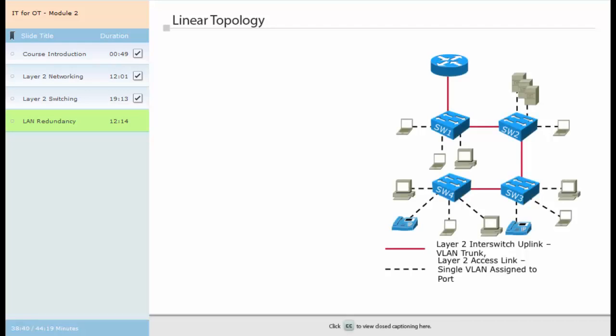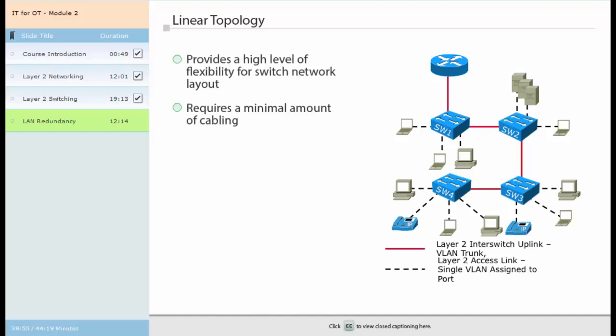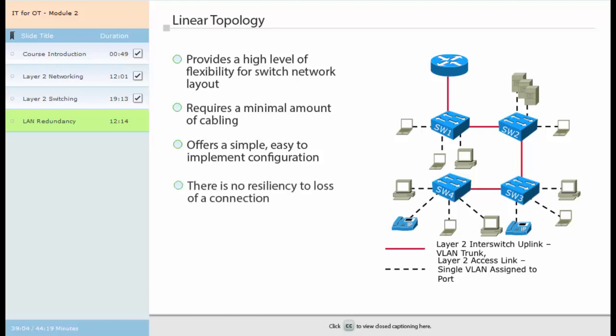We will take a moment to consider the benefits and drawbacks of the most common Layer 2 network topologies, beginning with the linear switch topology. The benefits of this topology are as follows: provides a high level of flexibility for switch network layout, requires a minimal amount of cabling, and offers a simple, easy to implement configuration. The drawbacks of this topology are as follows: there is no resiliency to the loss of a connection, and the connection to the router is a single point of failure.